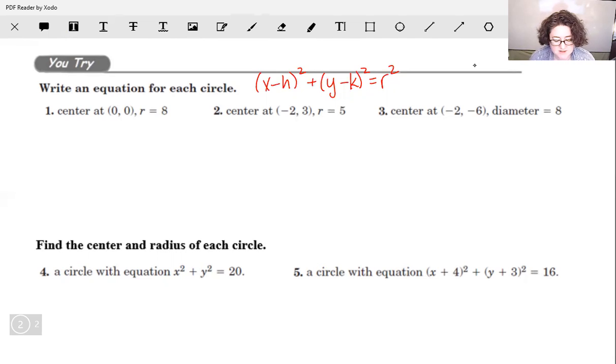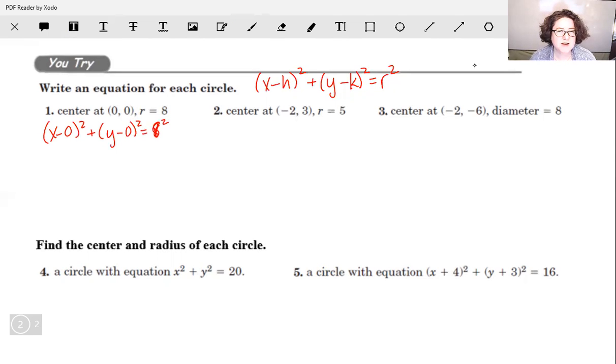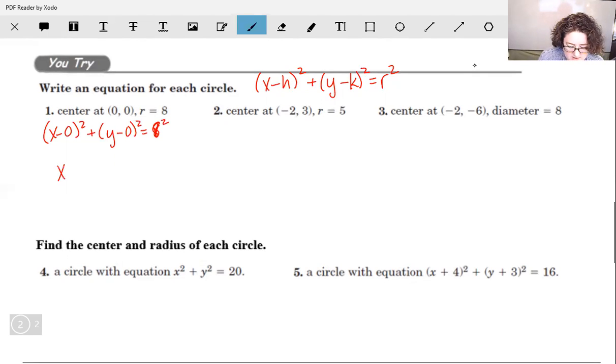So in our first problem, center at 0, 0, R equals 8. We just plug that straight in. So X minus 0 squared plus Y minus 0 squared equals R squared, or 8 squared. Simplify it out, but what happens when you subtract anything by 0? Yeah, all you get is that starting value. So this is really just going to be an X squared plus Y squared, and 8 squared is 64.